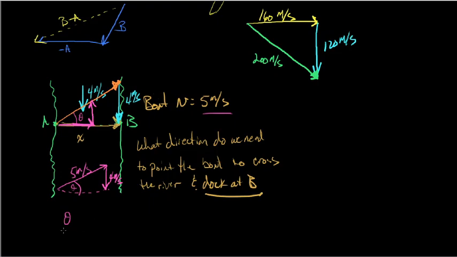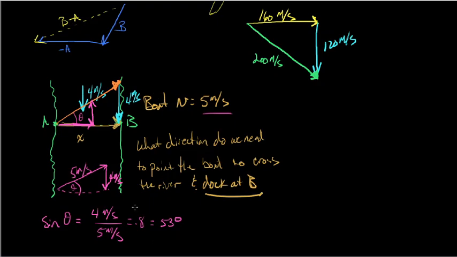And this theta, well, that's the opposite leg, and this is the hypotenuse. And so opposite and hypotenuse is sine. So sine theta is going to equal 4 meters per second over 5 meters per second, which equals 0.8. And this winds up being 53 degrees. Well, you guys can plug that into your calculator.